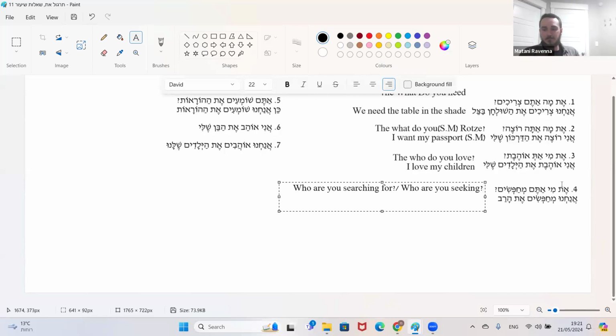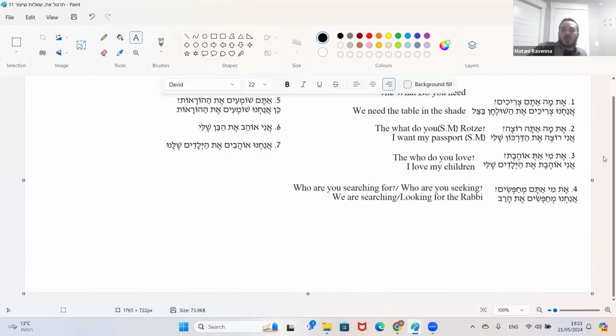And then the response. Anachnu, us or we, mechapsim et ha, we are seeking or searching for the rabbi. Harav, et harav. So we are searching or looking for the rabbi. Remember, in Hebrew, a rabbi is rav. R-A-V, Rav.